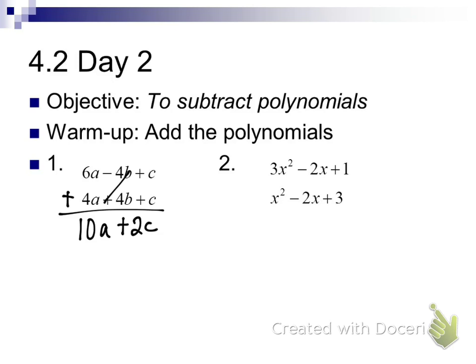All right, on number 2, it's important to remember that x squareds and plain x's cannot be combined together. So again, they lined things up nicely for us. We just need to combine like terms. Any volunteers for number 2? May? Beautiful.